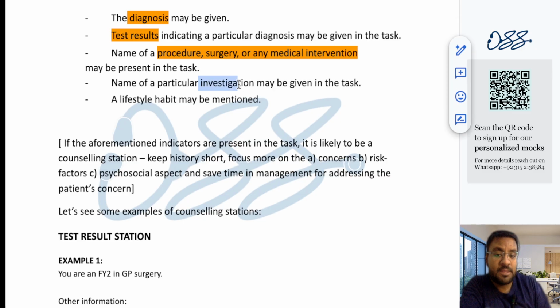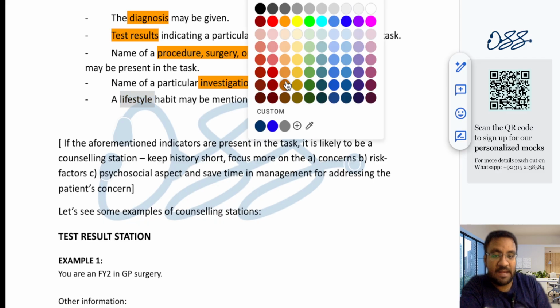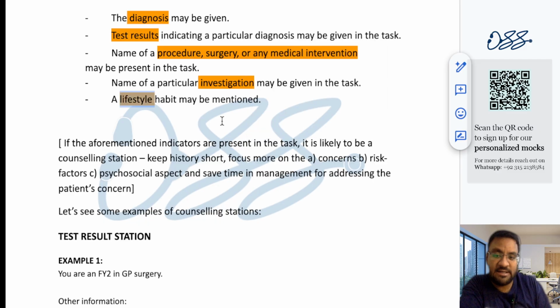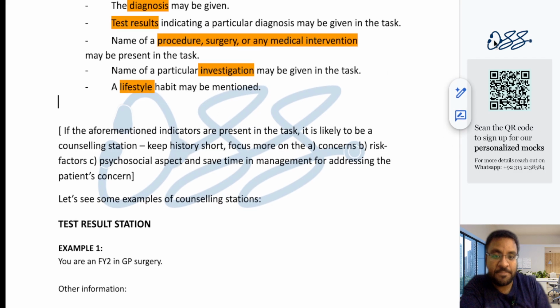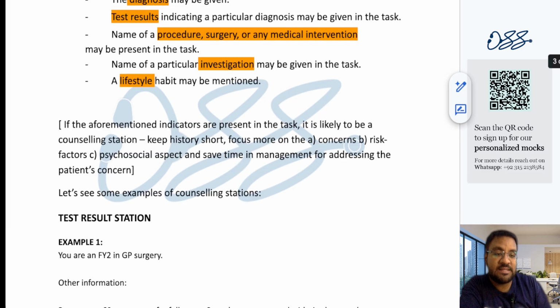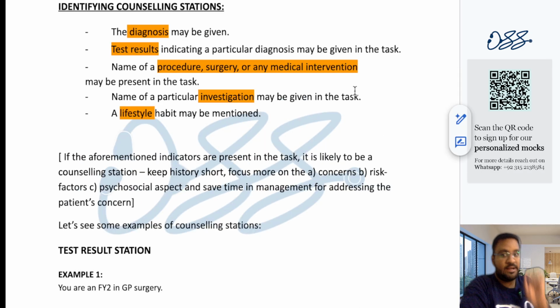And sometimes investigations may be mentioned, or a lifestyle habit, which means that it's a lifestyle counseling or a discharge counseling. So these are the 4 to 5 things that you need to identify: either the diagnosis, test results, procedure, surgery, medical interventions, investigations, lifestyle.